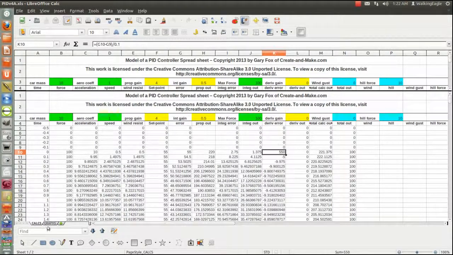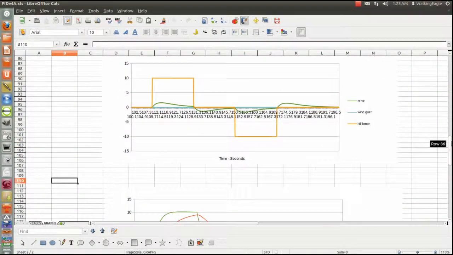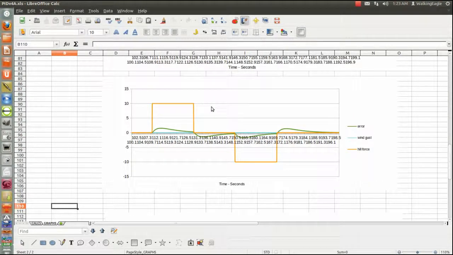So let's look at what the graph says. First I want to show you a graph that shows what the hill force is. You see that after 100 seconds, when everything's settled down and the car's running at 55, at 130, I think, if I remember right, seconds, this thing kicks up, it's starting to go uphill. It goes uphill for 20 seconds, then it goes on a level top, and then it starts going downhill for 20 seconds. So I actually require less force during this time.